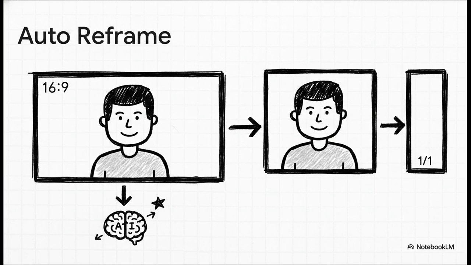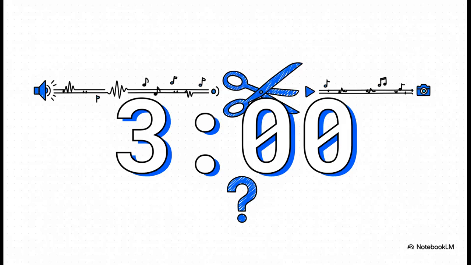Here's another one that will save you hours of work. Auto Reframe. You shot a video horizontally for YouTube, but now you need a vertical version for Instagram Reels. In the past, that meant manually readjusting every single shot. Not anymore. Auto Reframe uses AI to find the action, and it keeps the subject perfectly centered for you. Automatic.